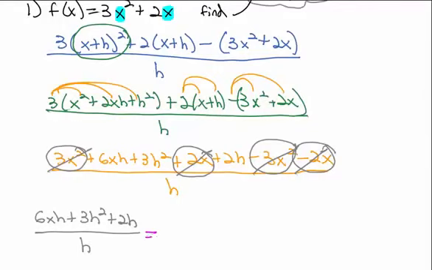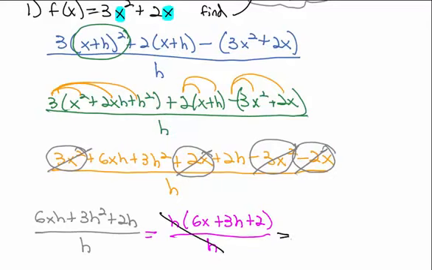But we know we have to be careful when reducing. We must first factor before we reduce. So factor out an h, leaving behind 6x plus 3h plus 2, all over h. And now we can cross off those h's, giving us a final answer, a final average velocity of 6x plus 3h plus 2.